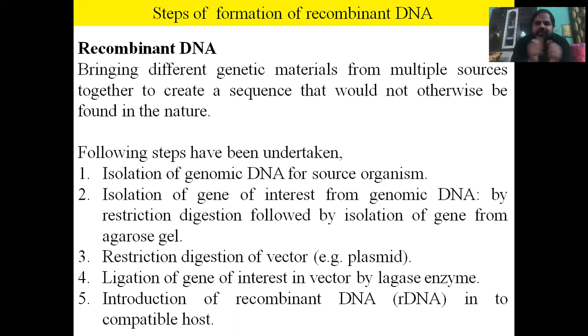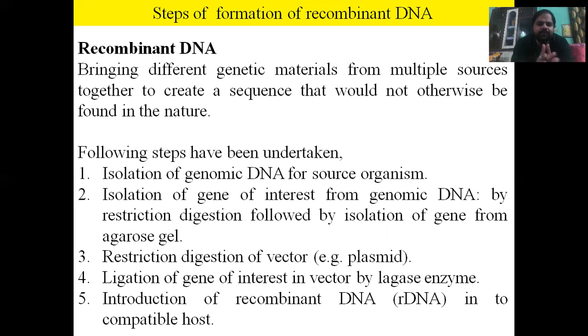It means, suppose we want to express the growth hormone. Then we need to cut the DNA which is producing growth hormone. The stretch of DNA, or we can say the gene of growth hormone, we will isolate from the whole genomic DNA by utilizing restriction endonuclease, and the process is called as restriction digestion, followed by isolation of gene from the agarose gel. Means in agarose gel we will isolate our gene of interest. We have already discussed this process in my previous lecture.